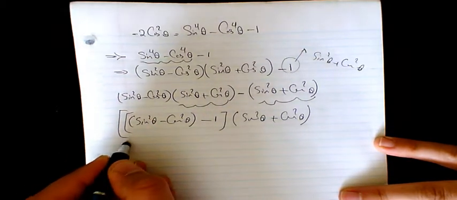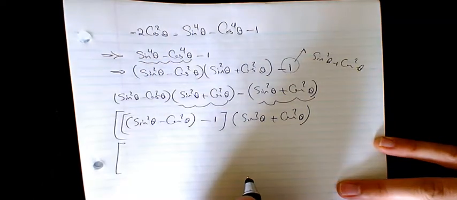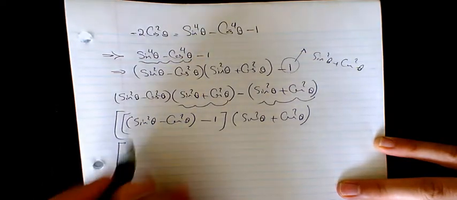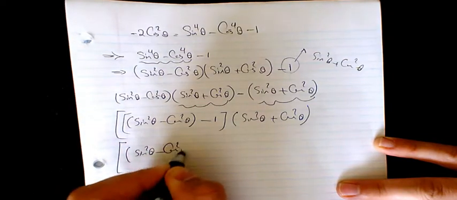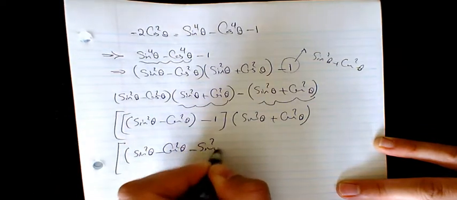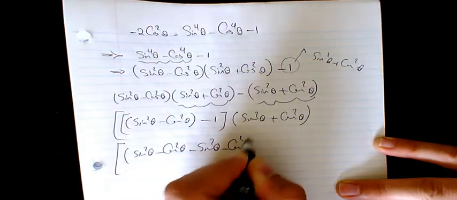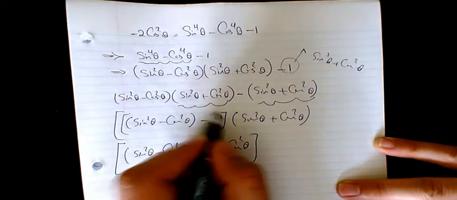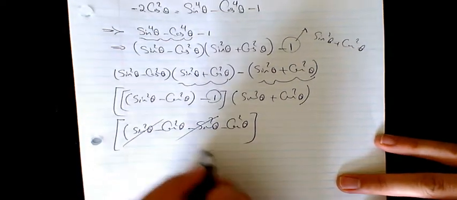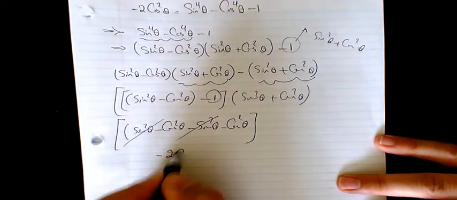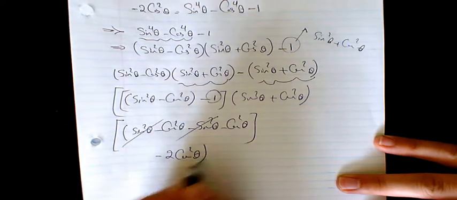Then, as you see here, I have sine squared theta minus cosine squared theta minus sine squared theta minus cosine squared theta. Basically, this one I change it to sine squared plus cosine squared. These two cancel out, and we will have negative 2 cosine squared theta.